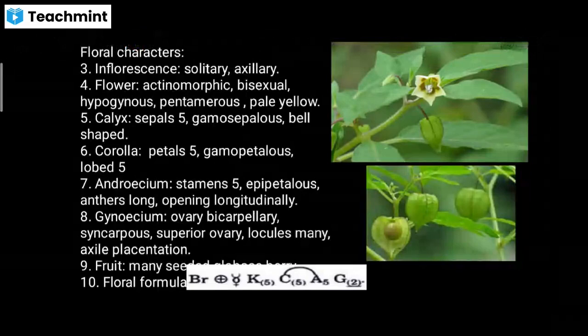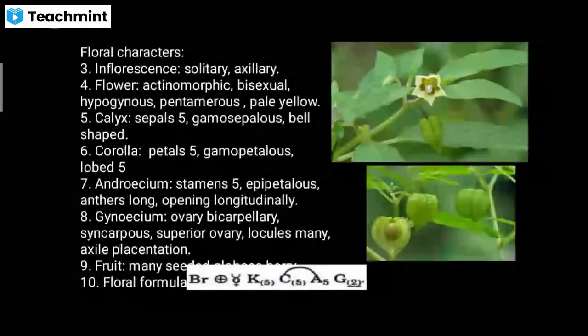So there is the superior ovary. Then many locules are there and it has axile placentation. Axile placentation means the ovules are attached at the central wall or central placenta. Then these are many seeded. You have to see the photographs of the flowers as well as fruits. The fruits will develop at the center of the calyx.